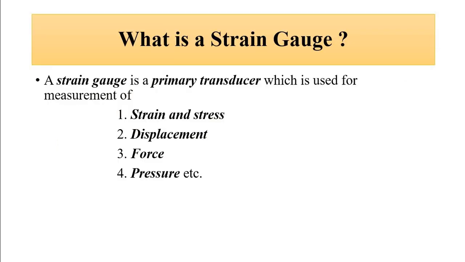First, what is a strain gauge? It is a primary transducer. Again, I remind you, a primary transducer is one which converts any physical parameter such as displacement, mainly force, pressure, whatever it is, into some mechanical movement, linear or rotational motion. Then we have to connect another secondary transducer, which is of electrical nature, an electrical transducer, to convert that mechanical movement into voltage or current signal.